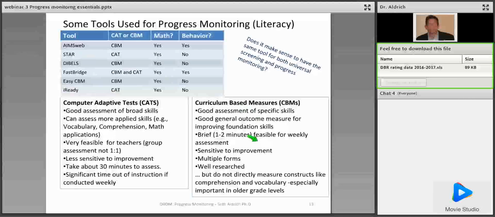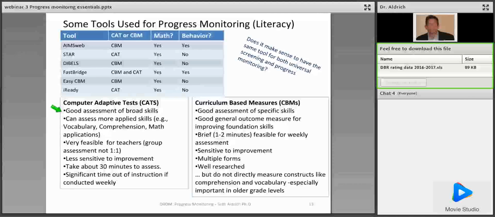CBMs, I'm going to talk about the qualities of those. Examples would be AIMSweb, DIBELS, FastBridge is also a CBM, Easy CBM. And with the computer adaptive tests, there are some real qualities about them. They're an excellent predictive measure of broad skills. These are the kinds of tests we've talked about in past webinars.